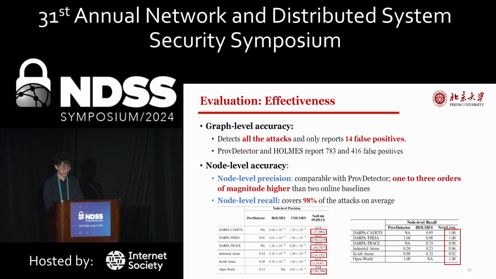First, we evaluate the effectiveness of NODLINK. We use 2 metrics, graph-level accuracy and node-level accuracy, to show its conciseness. For graph level, NODLINK detects all the attacks and only reports 14 false positives, while ProvDetector and Holmes report 783 and 416 false positives. For node-level accuracy, the node-level precision is comparable with the SOTA offline solution ProvDetector, and 1 to 3 orders of magnitude higher than Holmes and Unicorn, and it covers 98% of the attacks on average.